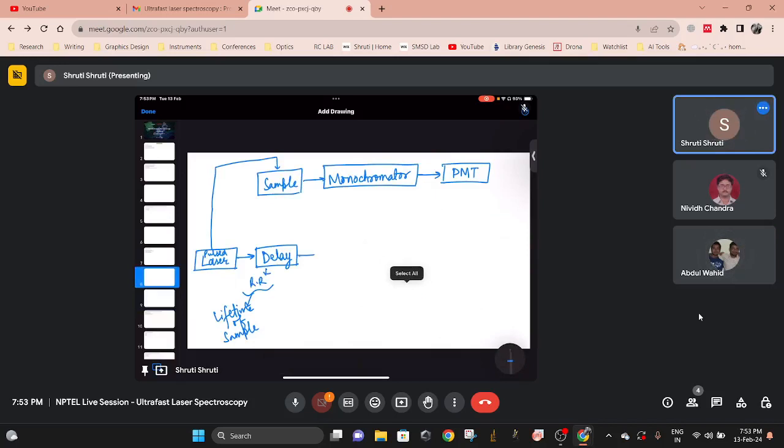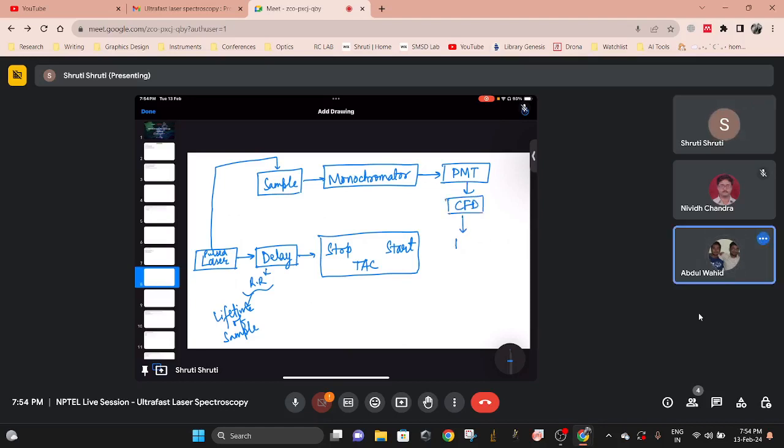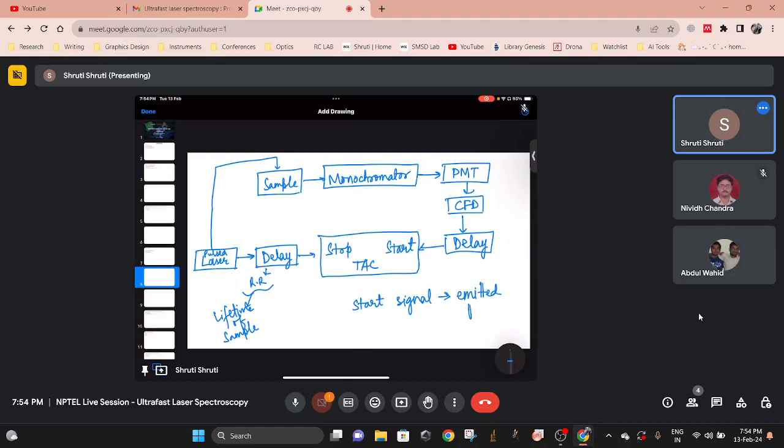The next thing is, this will decide the stop and the start. This is what we call the TAC. And the CFD comes over here, and here also one delay will be there for the emission. Now what happens, the start signal is given by your emitted photon.